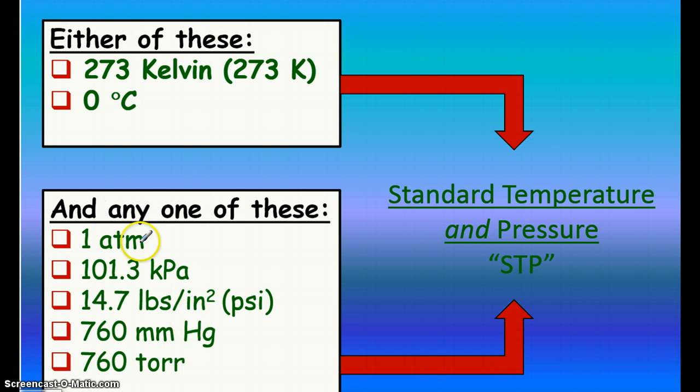Any one of these pressure values down here corresponds to standard pressure, but the one you're going to use the most often is going to be 1 atmosphere. So when I say STP or you see STP in a problem, you should assume 1 atmosphere is the pressure and 273 Kelvin as the temperature. Those are standard temperature and pressure.